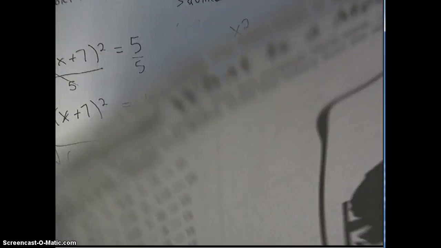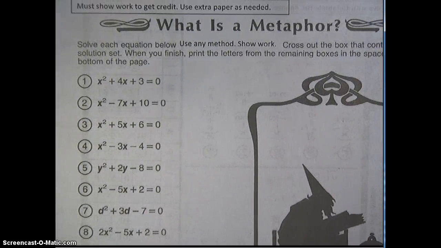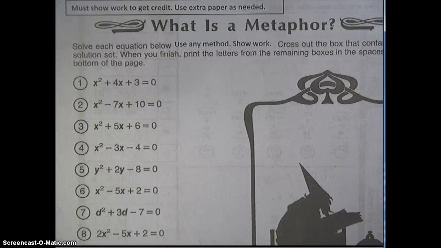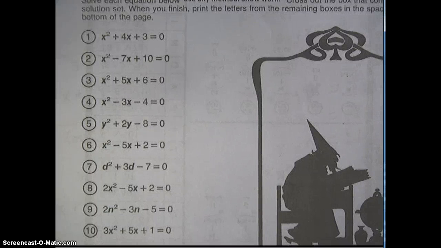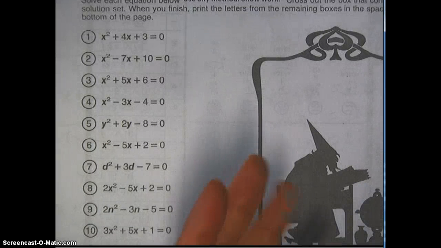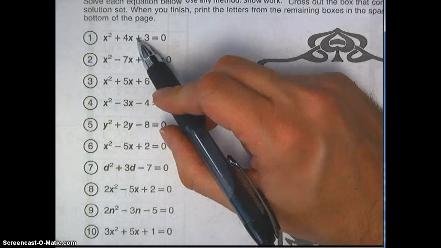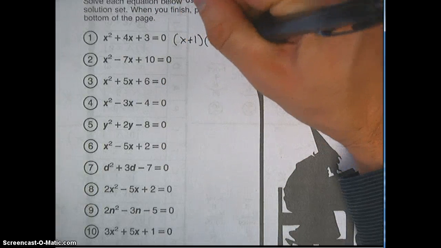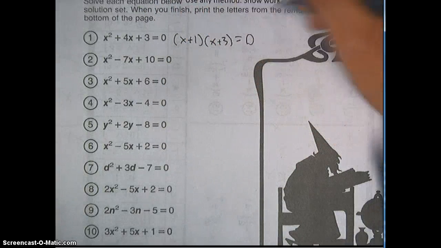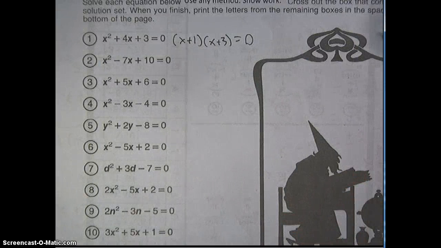On the back sheet here, it says, solve each equation below using any method, show your work. Now, I'm about to show you the quadratic formula, but sometimes you don't need to use the quadratic formula or completing the square. Sometimes it's easier to just go ahead and factor. Like on number 1 here, this is really easy to write in factored form. This is simply (x plus 1)(x plus 3) equals 0. So the solutions are negative 1 and negative 3. I just look at that and I know that.